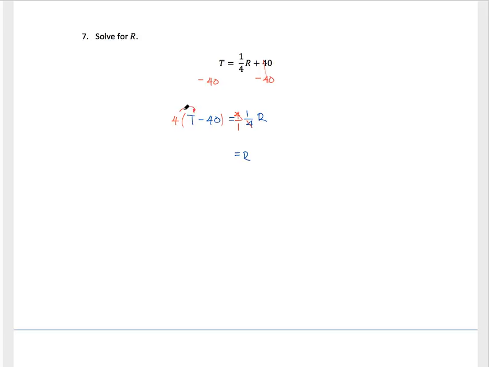And then now we have to remember to distribute this to all the terms inside the parentheses. So on the left, I have 4t minus 4 times 40, so that's 160. So r is equal to 4t minus 160. That's it.